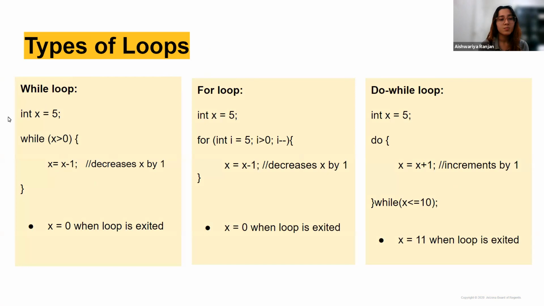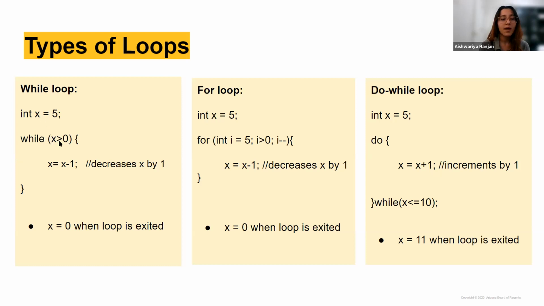In a while loop, given that we have an integer x with a value of 5 assigned to it, we check the condition. So while x is greater than 0, if this condition is satisfied, we jump into the loop and run it. And after we're done running everything inside, we come back to check the condition. We keep running the loop while this condition is satisfied.